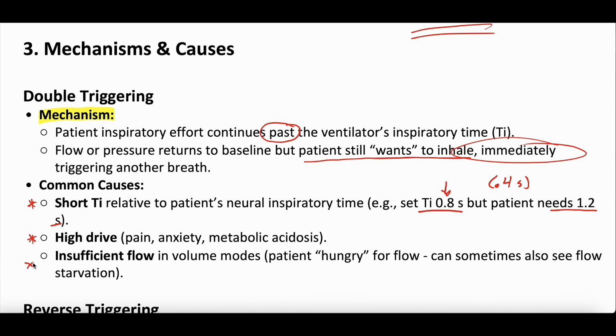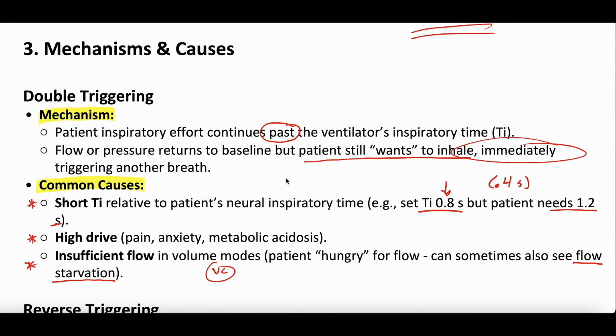The other thing that can cause this is insufficient flow. This is particular to volume control modes. Volume control modes have a calculated flow based on the volume and respiratory rate, as well as the I time and some other things. But if the patient wants more flow of air, they're quote-unquote air hungry. This can lead to flow starvation, which is a type of ventilator desynchrony that we've talked about in previous episodes, linked in the mechanical ventilation playlist in the description, where we've got tons of mechanical ventilation content. But this flow starvation can then lead to a second breath being delivered, okay? So mechanism and common causes of double triggering.